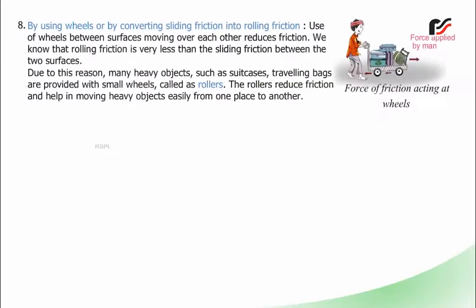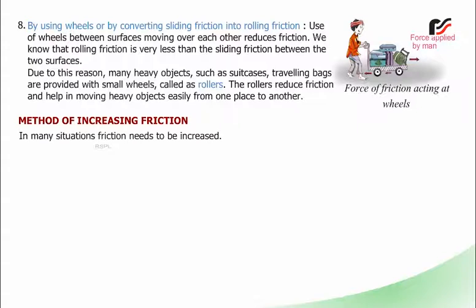8. By using wheels, or by converting sliding friction into rolling friction. Use of wheels between surfaces moving over each other reduces friction. We know that rolling friction is much less than the sliding friction between two surfaces. Due to this reason, many heavy objects such as suitcases and traveling bags are provided with small wheels called rollers. The rollers reduce friction and help in moving heavy objects easily from one place to another.